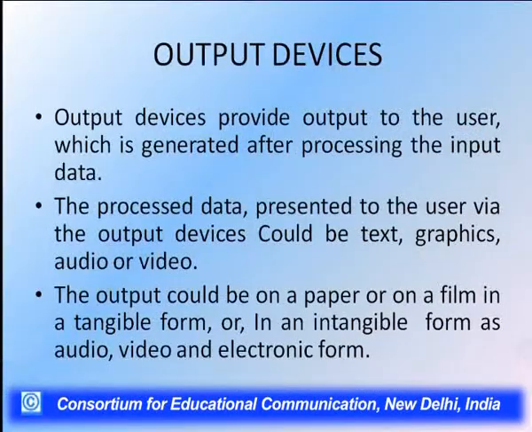So, in this segment, we are going to talk about the output devices or the devices which the computer requires to give the processed information to the user, to give the results of the user's processing back to the user. So, in case of output devices, we will discuss the different types of output devices that are there. We will talk about the two basic categories of output devices, that is the hard copy devices and the soft copy devices. In that also, we will talk about the various options which are available to the user for hard copy as well as for soft copy or intangible output from the computer. So, basically, output devices provide output to the user which is generated after processing the input data.